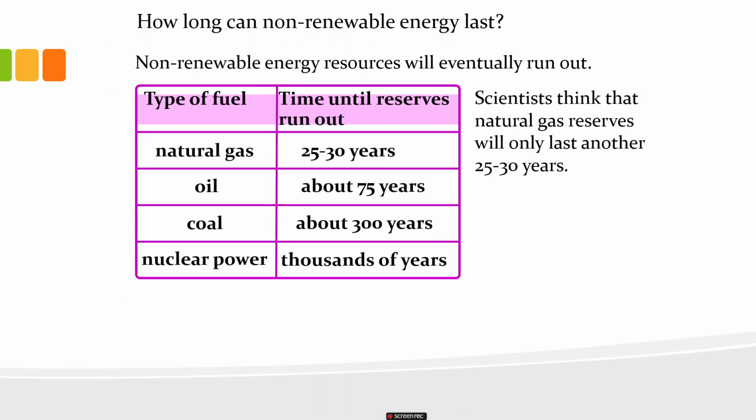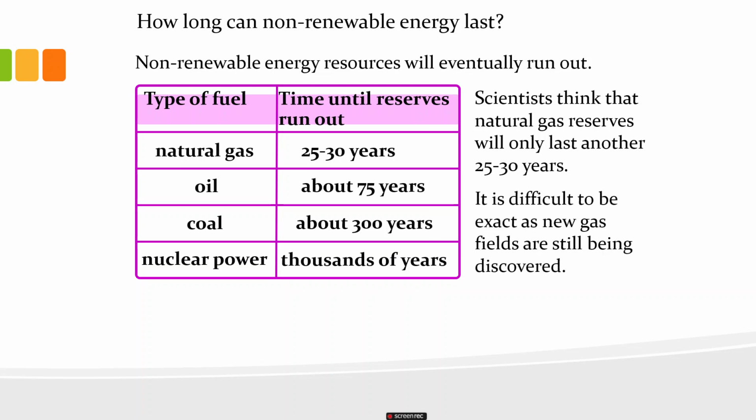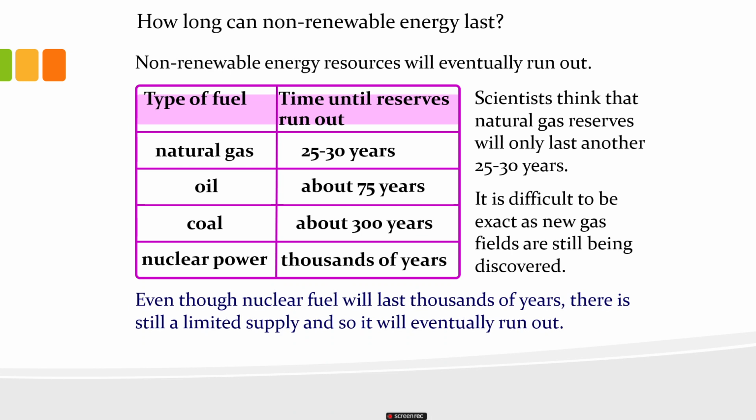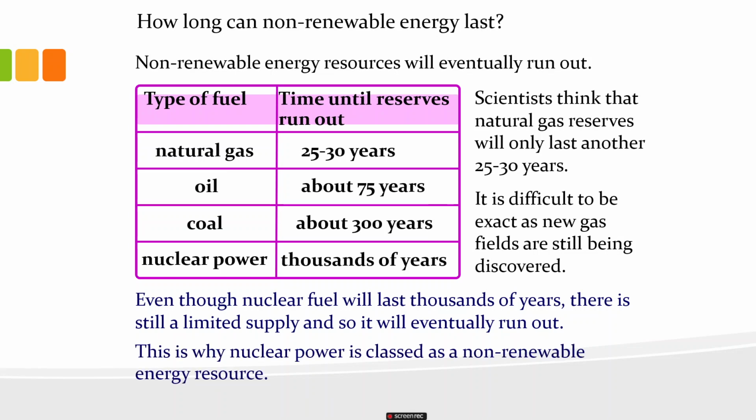So how long does the non-renewable energy last? So natural gas may have up to 30 years. Scientists think that the natural gas reserves will only last another 25 to 30 years. The oil may last up to 75 years. Coal may be up to 300 years, already 100 years over. So it is very tough. And the nuclear power can last up to thousands of years.